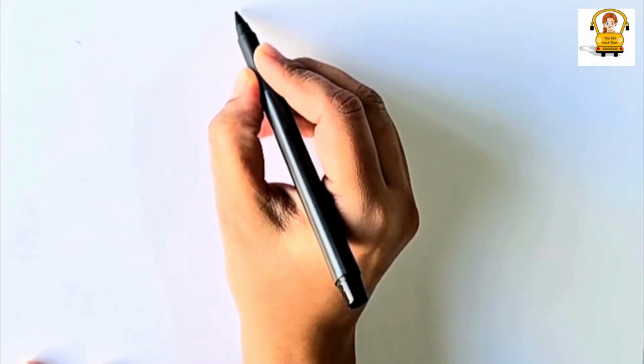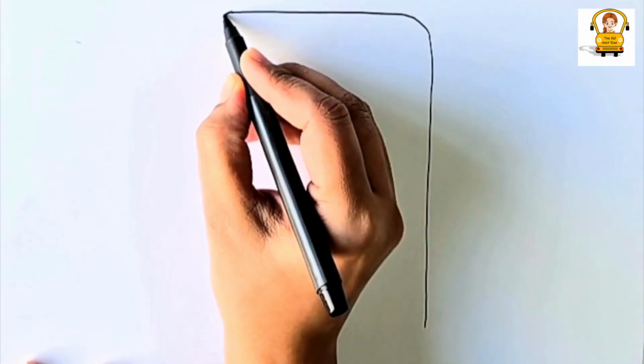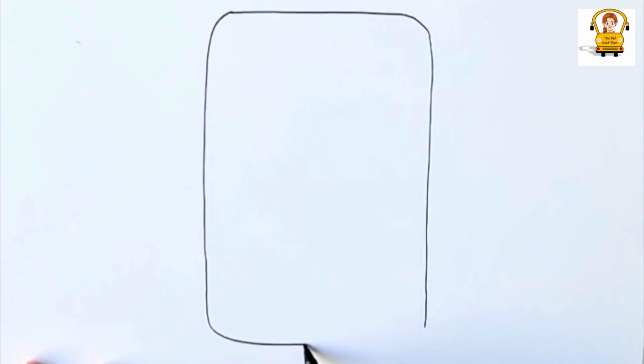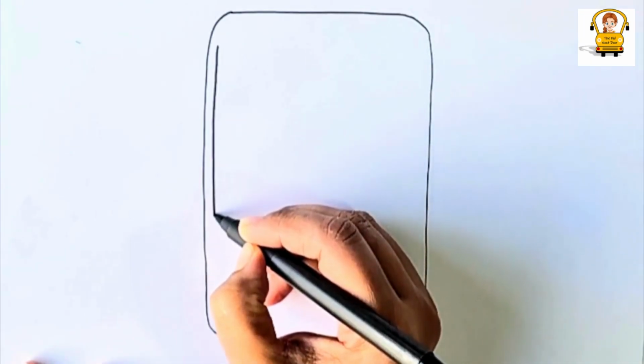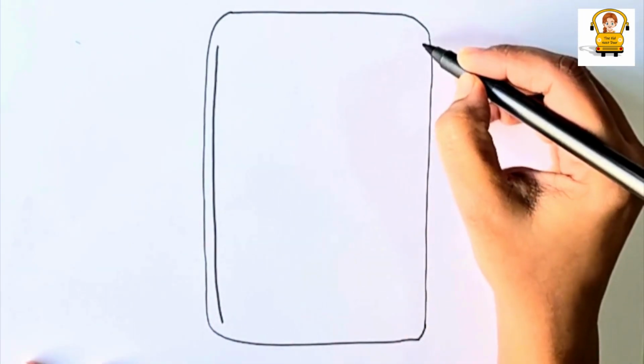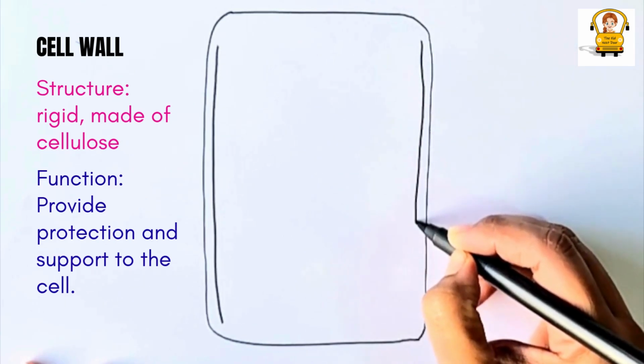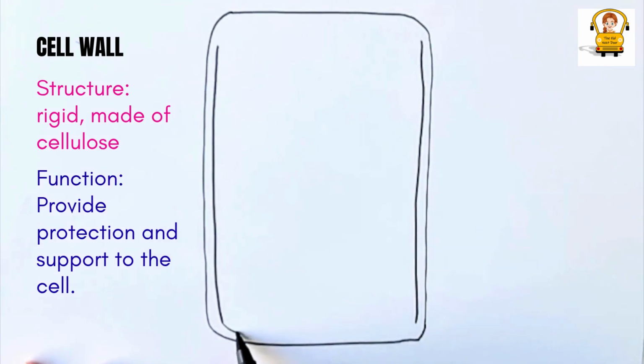Today we shall be drawing a plant cell. So a plant cell we will draw as a rectangular shape. Plant cells have a definite shape while animal cells don't have any definite shape. That's the main difference. So the first thing that we are drawing here is the cell wall, which is the outer boundary of the plant cell.